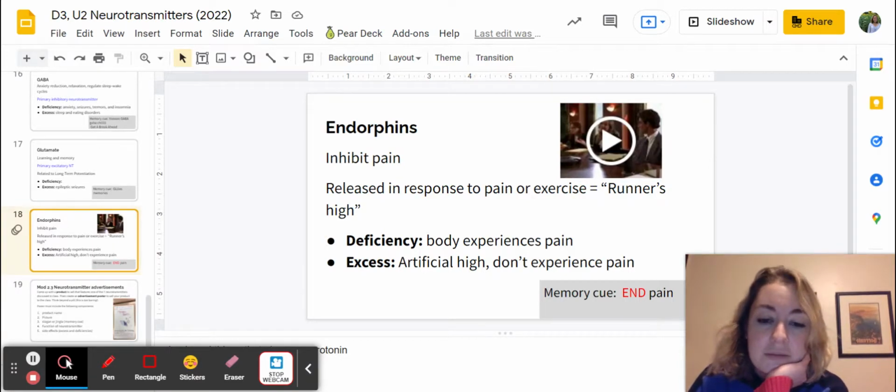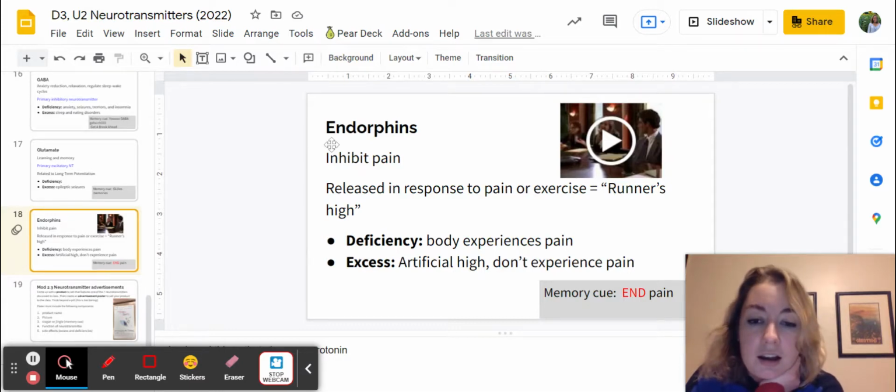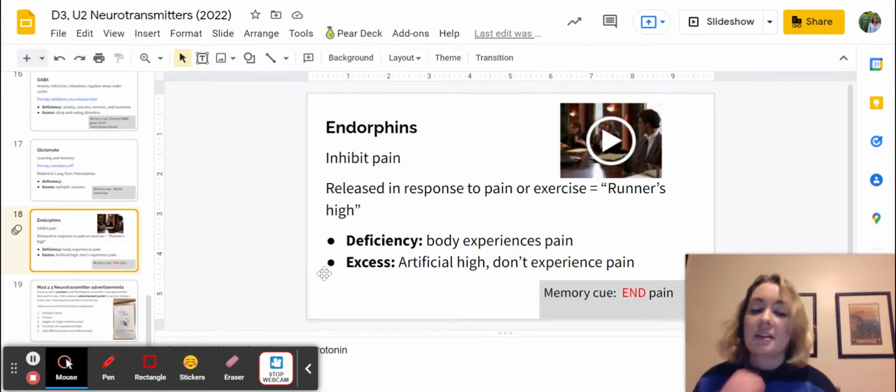So deficiency of endorphins would make sense. Your body would experience pain if you don't have enough endorphins going on. But excess is a problem too, because you might have an artificial high where it's not truly what you're feeling, it's just that you're hyped up on endorphins, and then you don't experience pain.